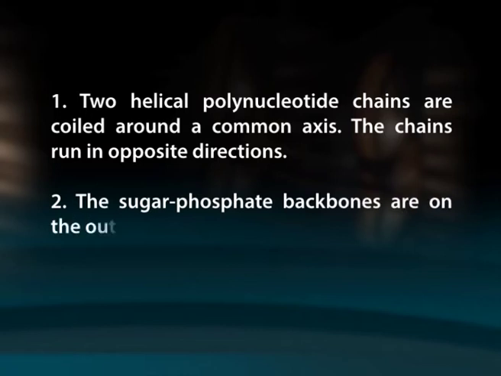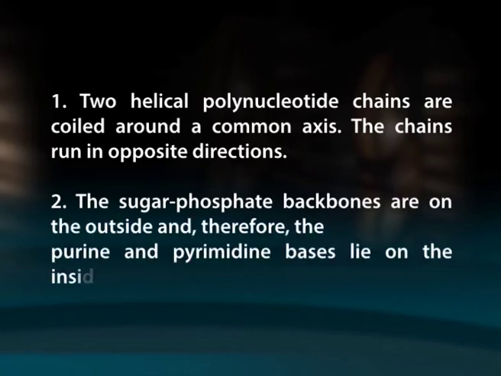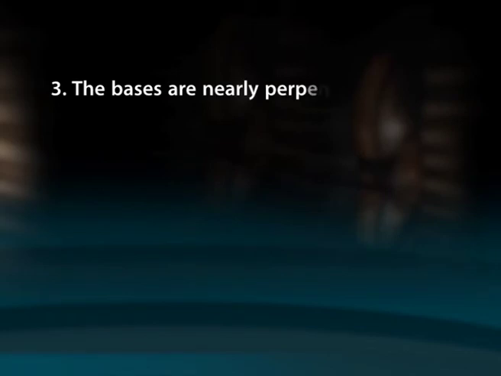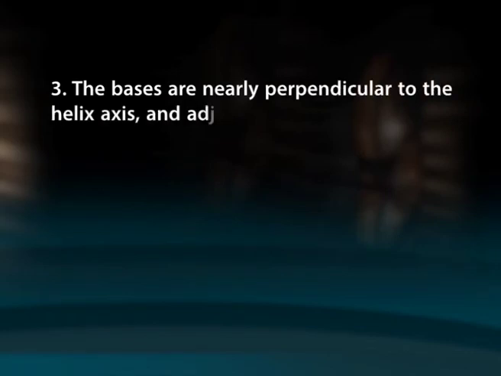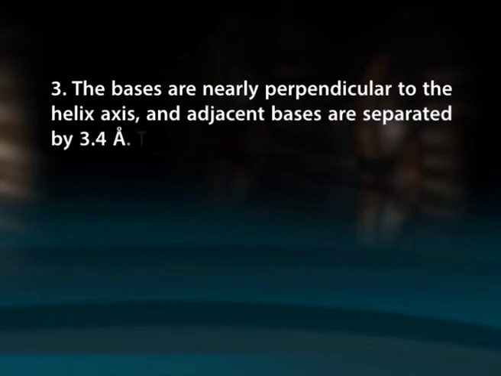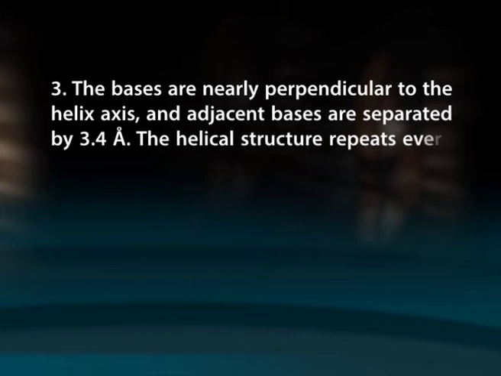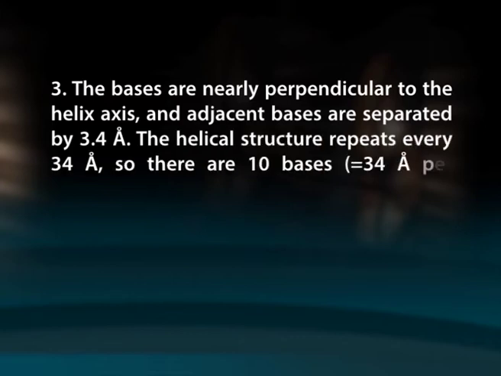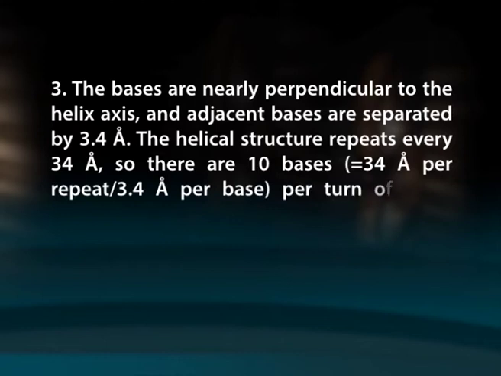Second, the sugar phosphate backbones are on the outside and therefore the purine and pyrimidine bases lie on the inside of the helix. Third, the bases are nearly perpendicular to the helix axis and adjacent bases are separated by 3.4 angstrom. The helical structure repeats every 34 angstrom.